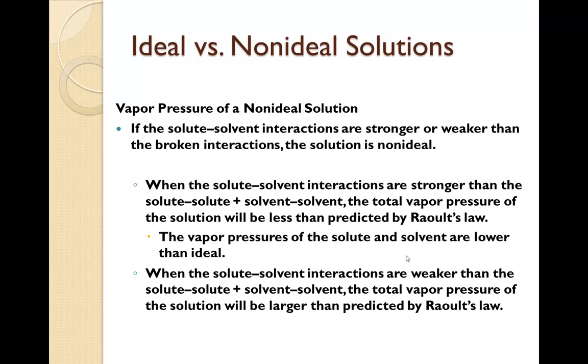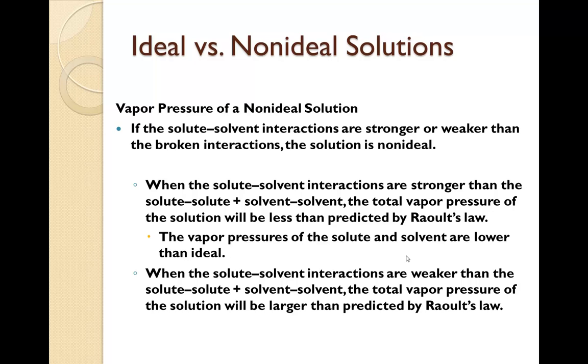If the solute-solvent interactions are stronger or weaker than the broken interactions, the solution is no longer ideal. When the solute-solvent interactions are stronger than the solute-solute plus the solvent-solvent, the total vapor pressure of the solution will be less than the predicted Raoult's law. That's because you're trying to hold on to them even more. The solute-solvent interactions are stronger and therefore fewer molecules are escaping. The vapor pressure of the solute and solvent are lower than ideal.